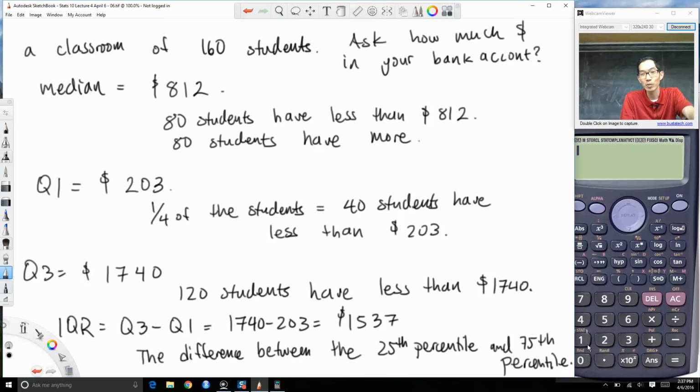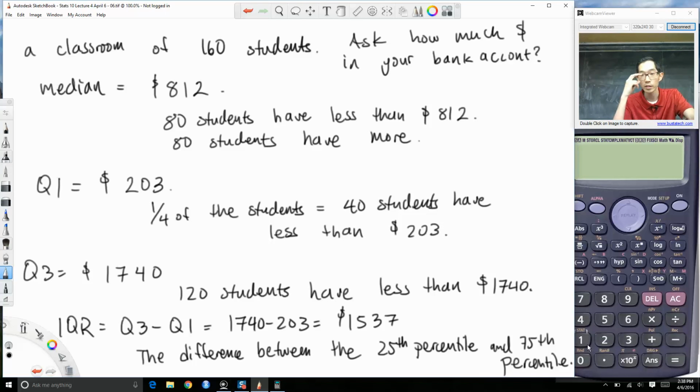Maybe it says, for you to be considered low income, you can't have more than $500 in your bank account or something like that. Well then by necessity your IQR can't be more than 500. Maybe the richest has 500 and the poorest has 0. The IQR is going to be probably even less than that. So we get an idea of the amount of spread, or how different these values are from one another, by looking at the IQR.